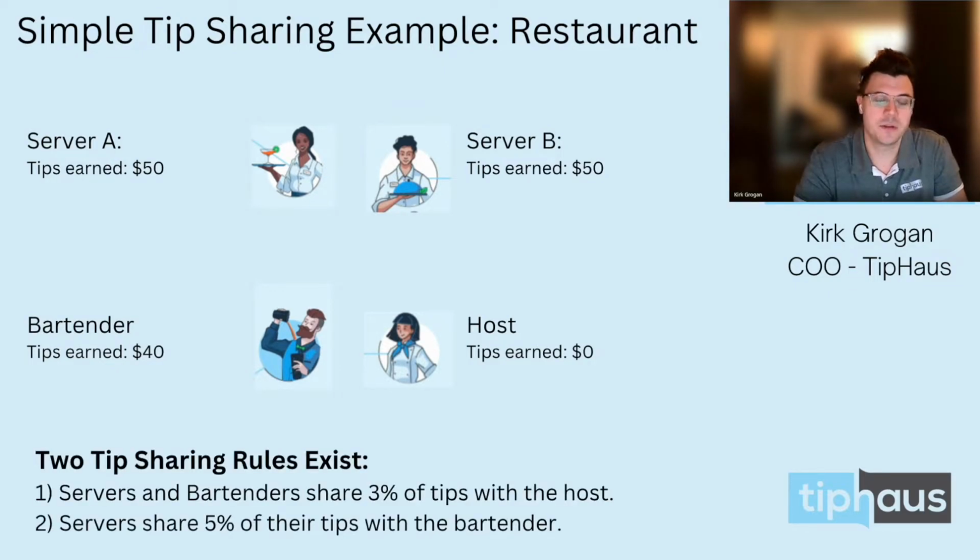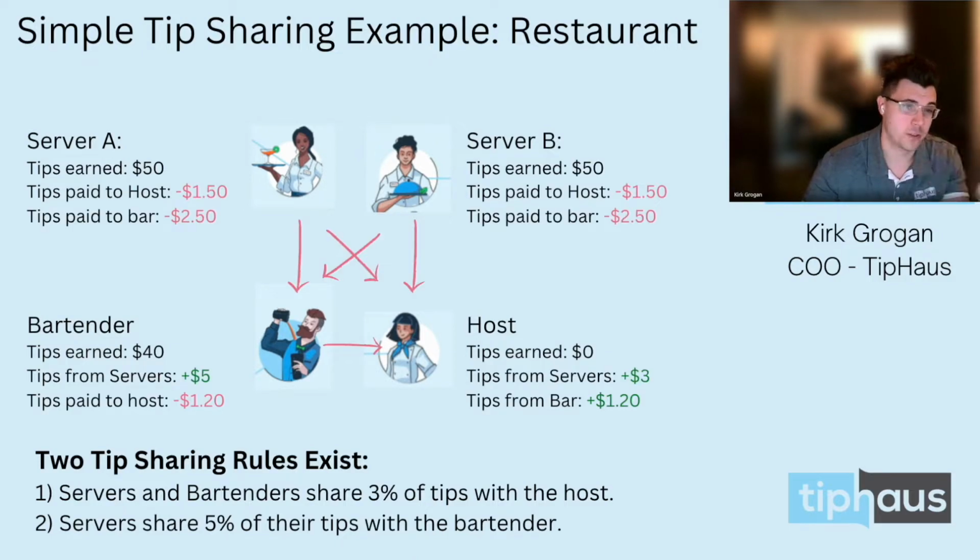So in this restaurant, there is a tip sharing rule that says hosts are tip shared 3% of all employees' tips, and bartenders are tip shared 5% of all tips. In this scenario, two money transfers are happening, but they are both happening in just one direction.